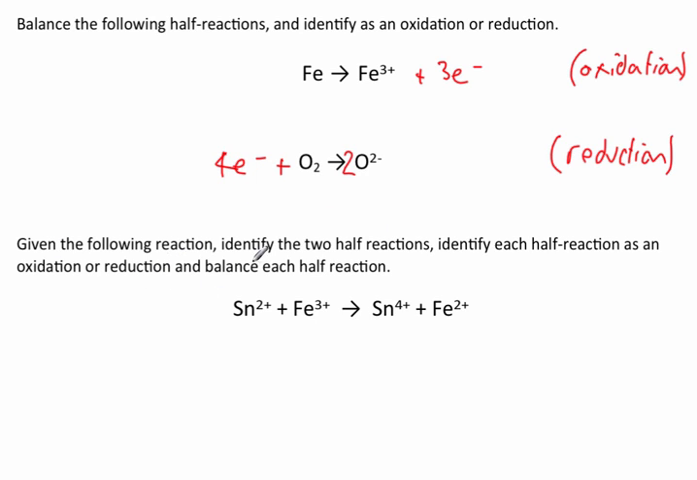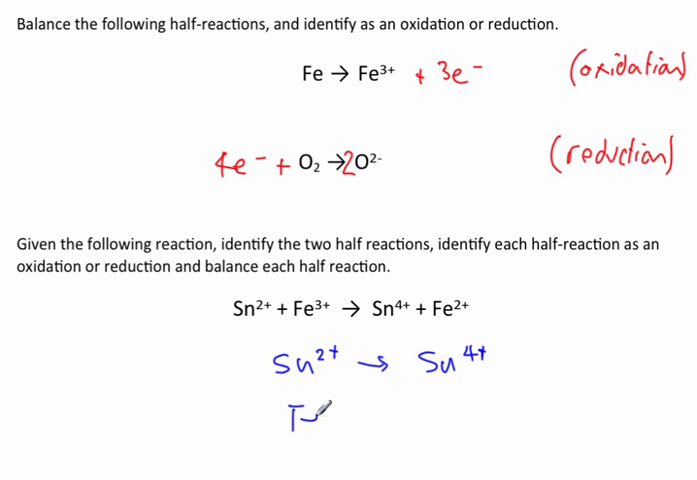Okay, so now here's another task you're going to be asked to do. Given the following reaction, identify the 2 half reactions and identify them as oxidation or reduction. So again, this leads into balancing more complex reactions. So let's first of all split them into our 2 half reactions. That's pretty evident. Tin 2 plus yields tin 4 plus. So that's 1 half reaction.